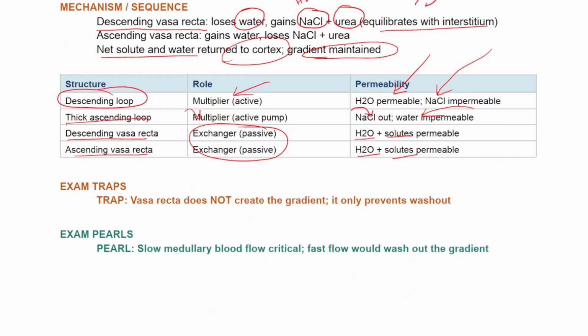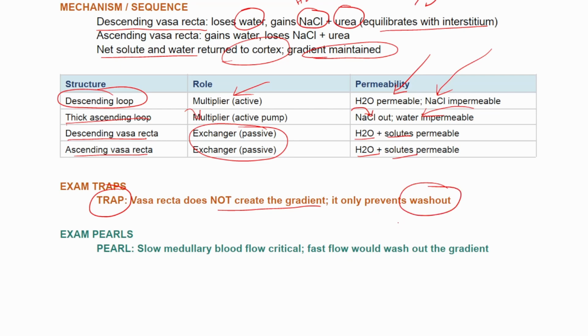For the IMAT exam, there is one critical trap you must look out for. Always remember that the vasa recta does not create the gradient. Its sole responsibility is to prevent the washout of accumulated solute.